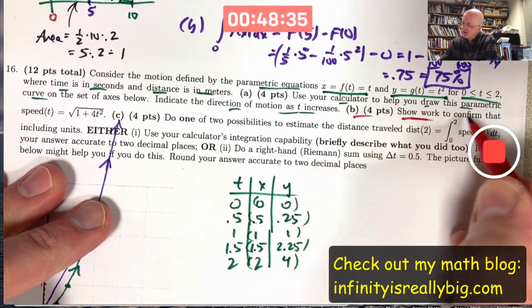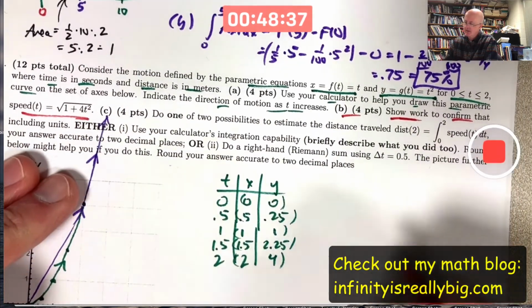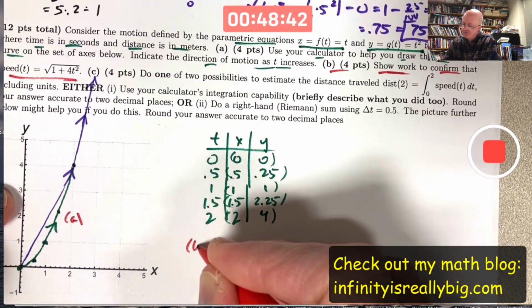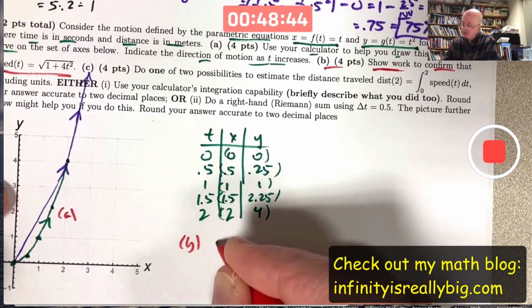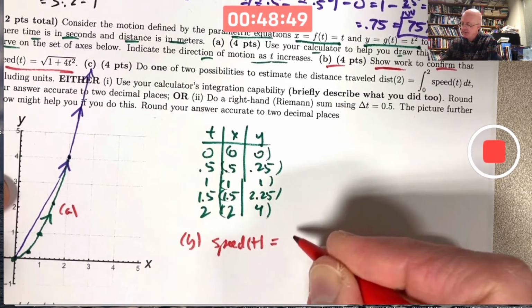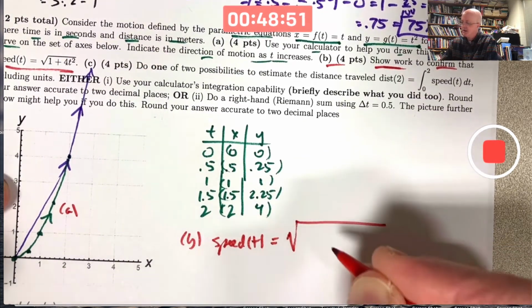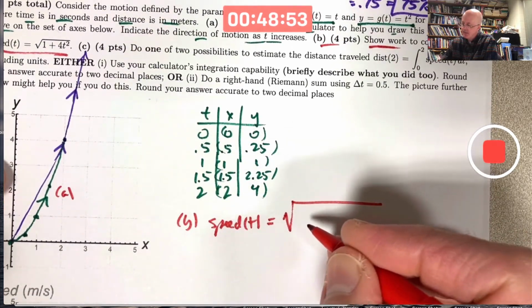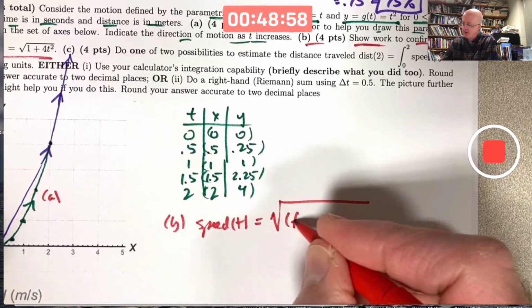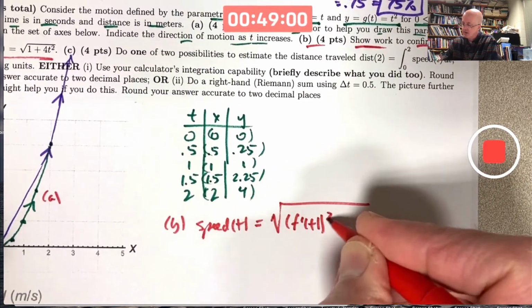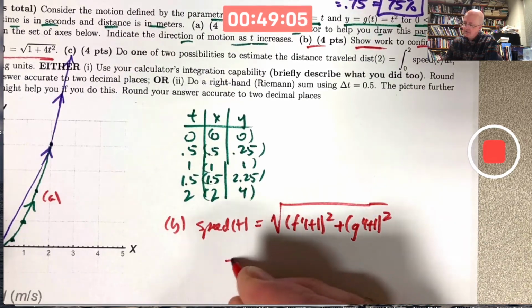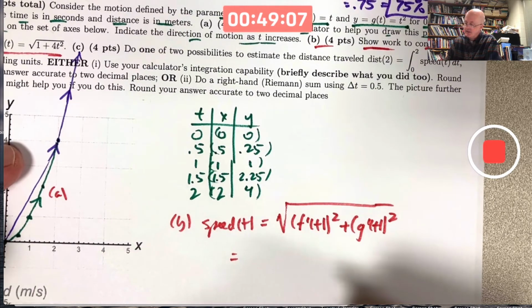Part B says show work to confirm that this is the speed. Okay, so this is part A here, this green graph. Part B, you need to just know the formula for the speed. It is the length of the velocity vector, which you can find from the Pythagorean theorem, and ultimately it is the square root of (dx/dt) squared plus (dy/dt) squared, or if you prefer, f prime of t squared plus g prime of t squared. That comes from the definition of the velocity vector, you might say.